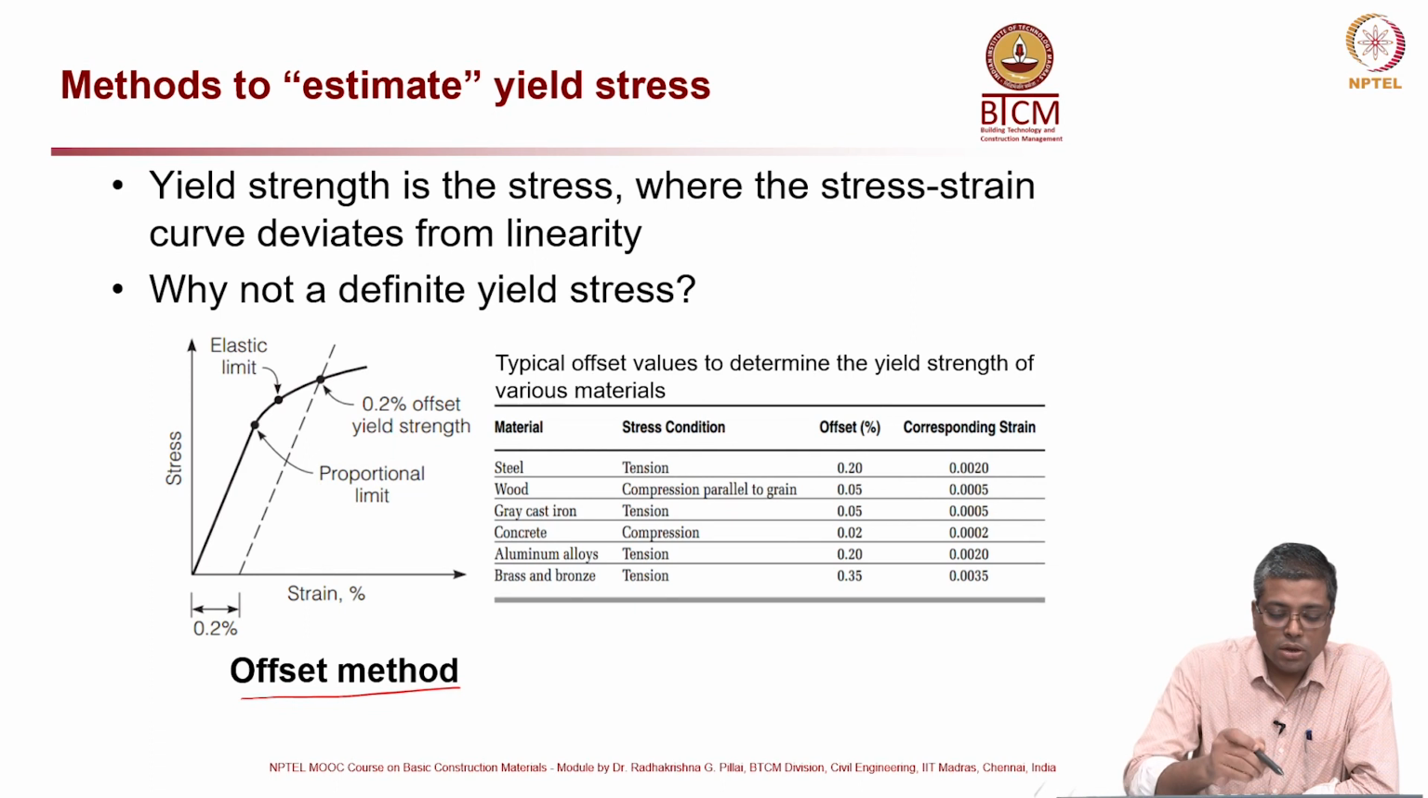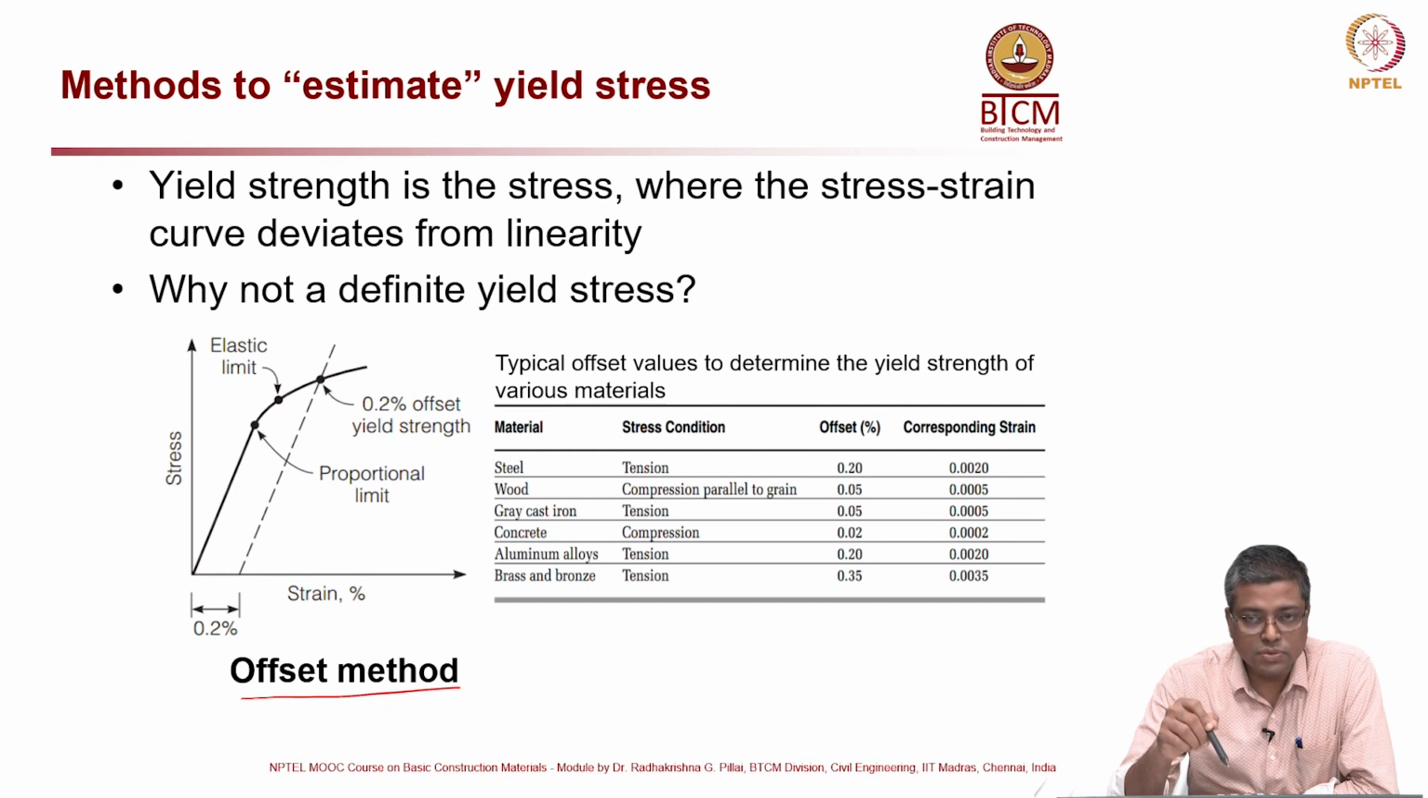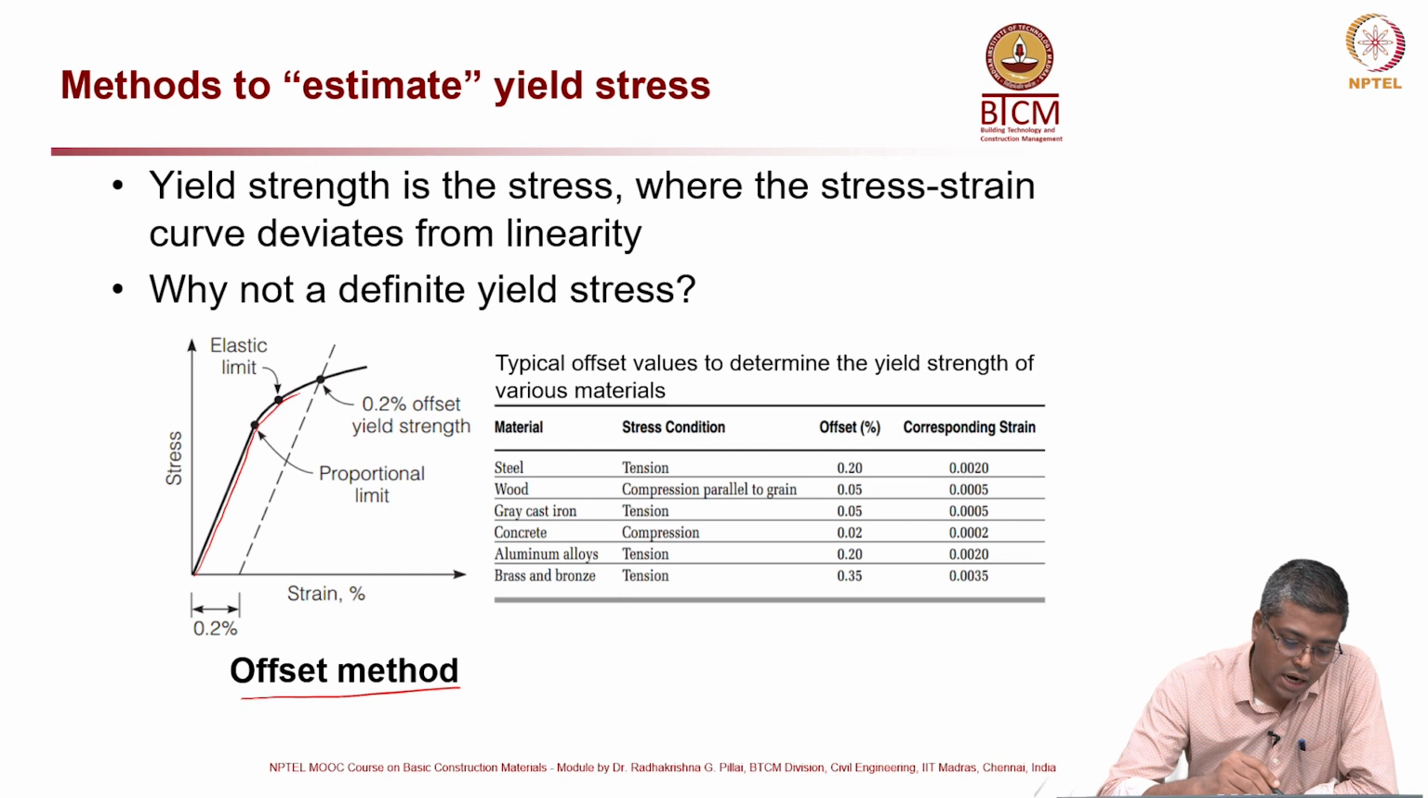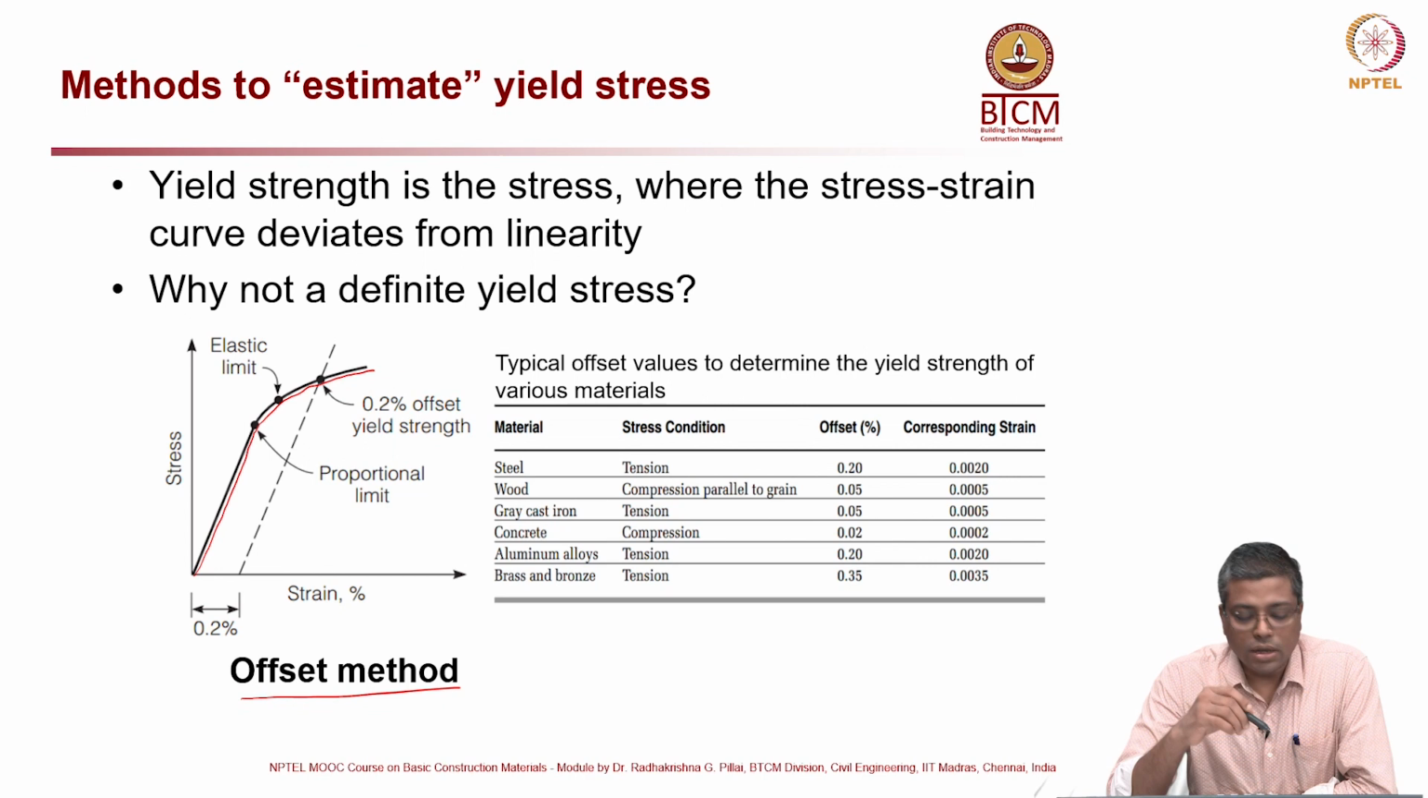Now, what is yield strength? It is the stress. From the stress strain graph, we can get a stress value where the stress strain curve deviates from linearity. So, like this here, from here until here, it is a straight line, and then at this point it starts deviating. So, you have a proportional limit, you have an elastic limit. This is a very good textbook drawing, but when you do actual testing in laboratories, you may not get a perfect curve which looks like this.